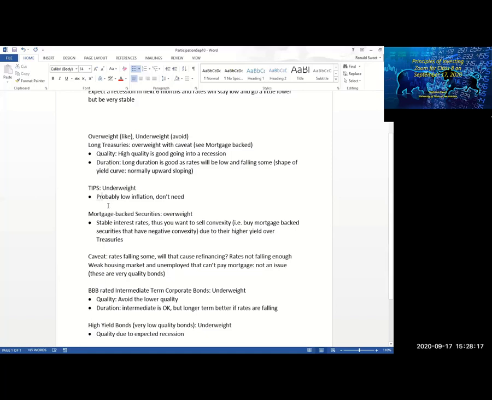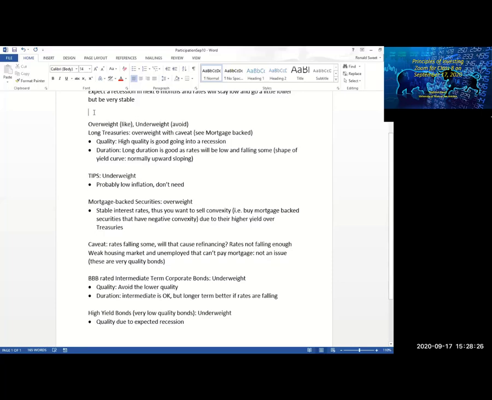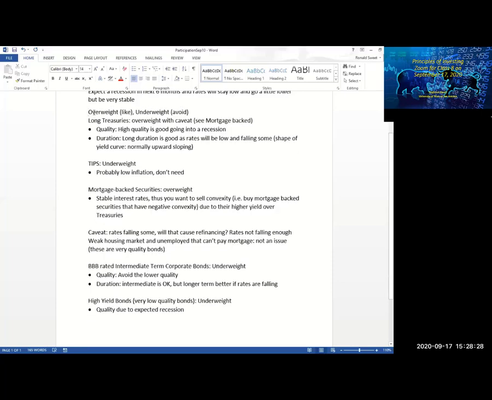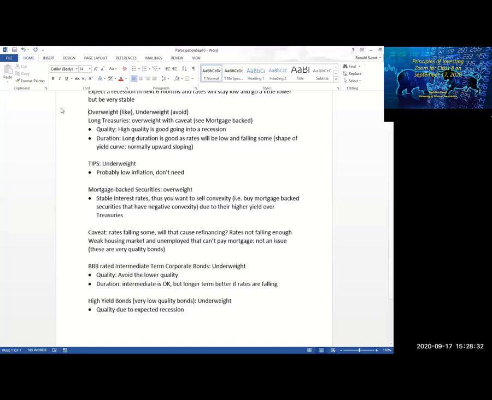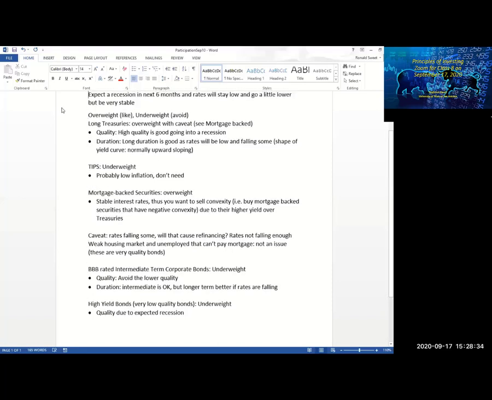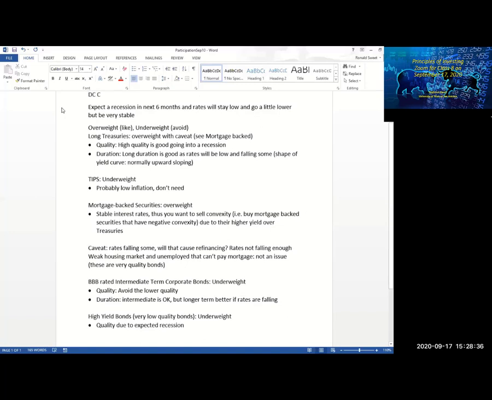All right, anything else? Any questions? Yeah, Professor. So when choosing to either underweight or overweight mortgage-backed securities, is it more of a matter of whether interest rates are rising or falling, or is it more if they're stable or volatile?